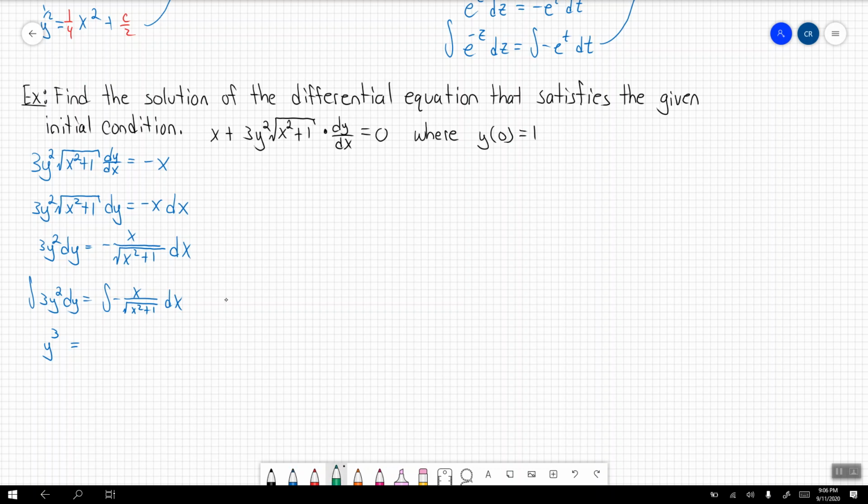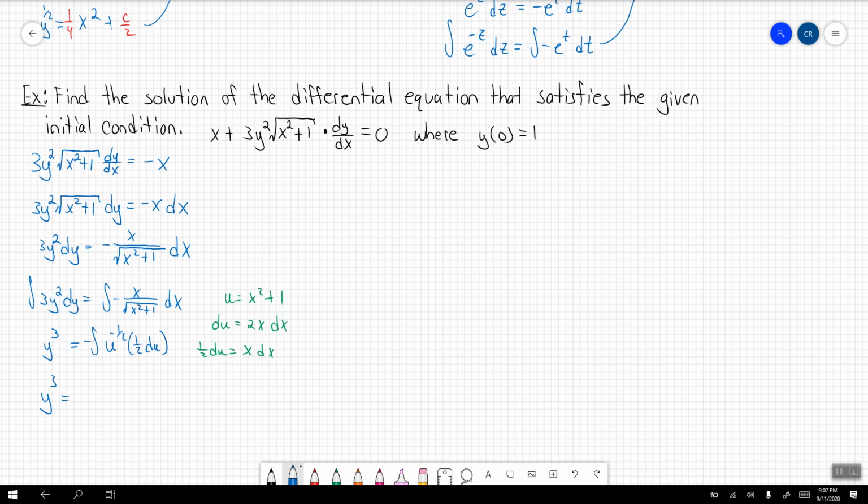On the right-hand side, if we say u is equal to x squared plus 1, then du is going to be equal to 2x dx, which means that x dx is 1/2 du. Okay, that's not too bad. We have the negative, so I'll keep the negative out in front of the integral. Now, I have 1 over the square root of u, which means this is u to the power of negative 1/2, and my x dx is going to be 1/2 du. So that's 1/2 du. Let's keep going.